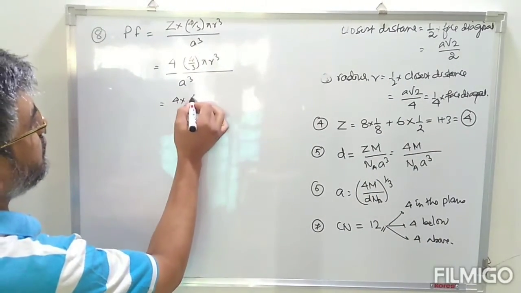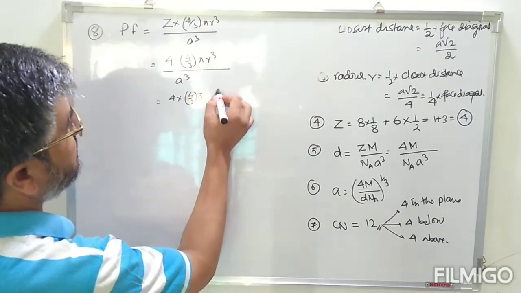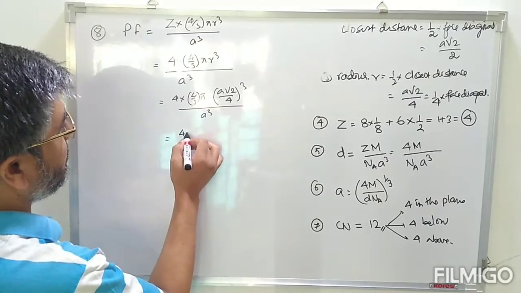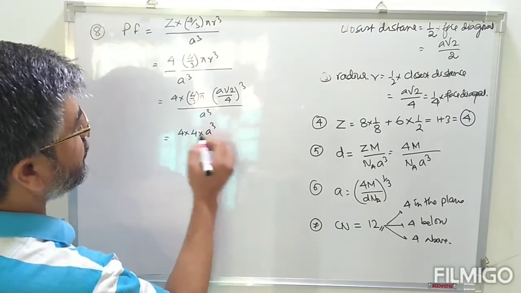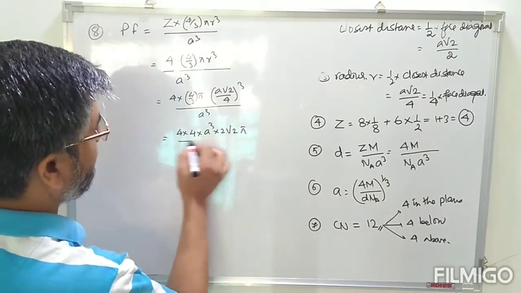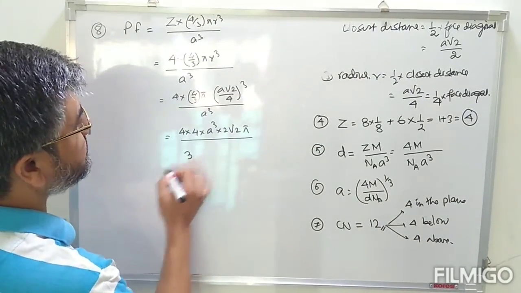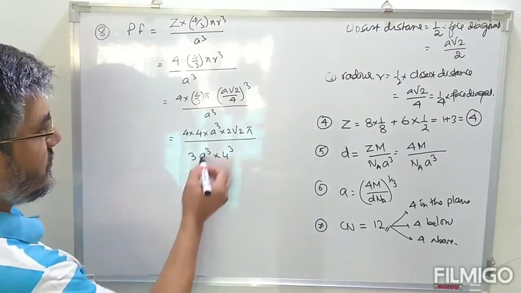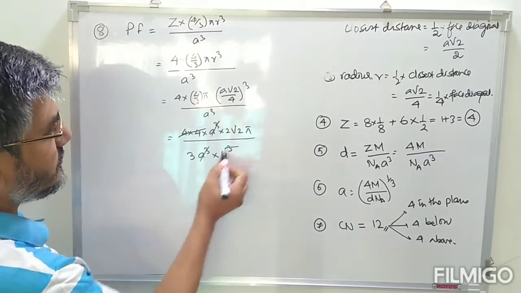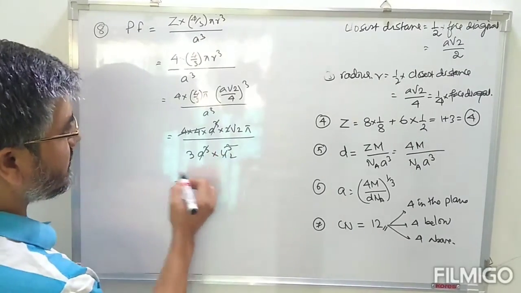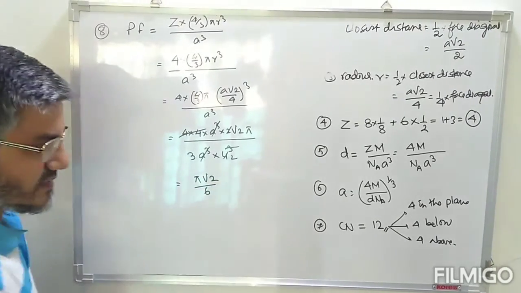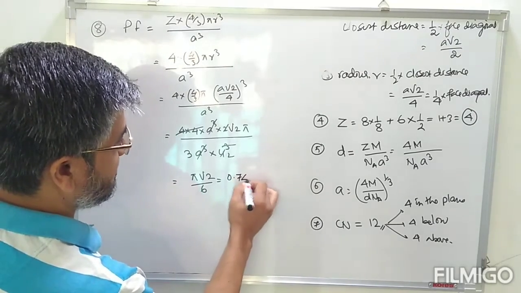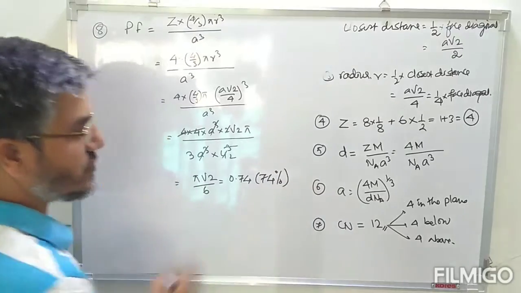Therefore, 4 into 4 by 3 pi r cube, with r equal to a root 2 by 4, cubed, divided by a cube. So we get 4 into 4 into a cube into 2 root 2 into pi divided by 3, a cube into 4 cube. The a cube will cancel out, 4 square will cancel out, 2 will cancel out, so we are left with pi root 2 by 6, and if you replace pi by 22 by 7, you get 0.74. That is, 74% of the cube is occupied by spheres.